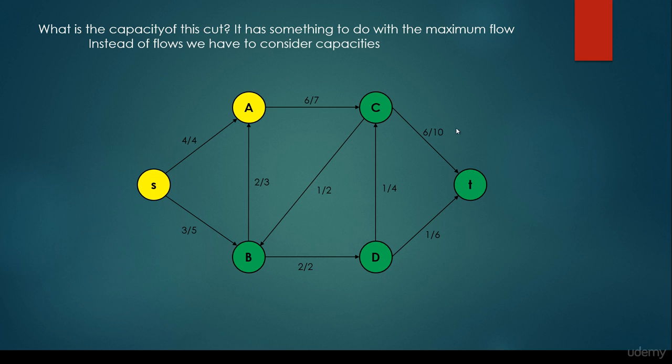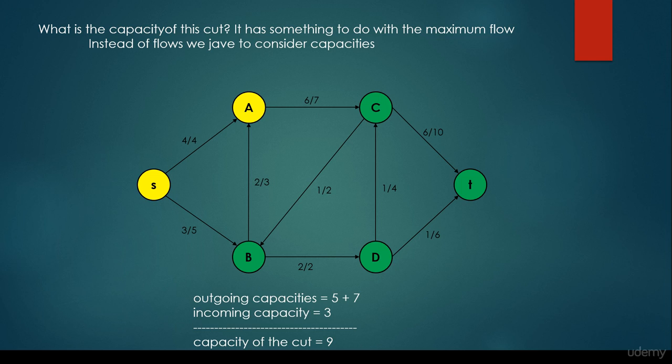And by the way, these cuts are quite important because they have something to do with maximum flow. So we can pose the question: what's the capacity of this cut? Instead of the flows, we have to consider capacities, and we come to the conclusion that the outgoing capacities are equal to 5 plus 7, and the incoming capacity is equal to 3. So the overall capacity is going to be 9.